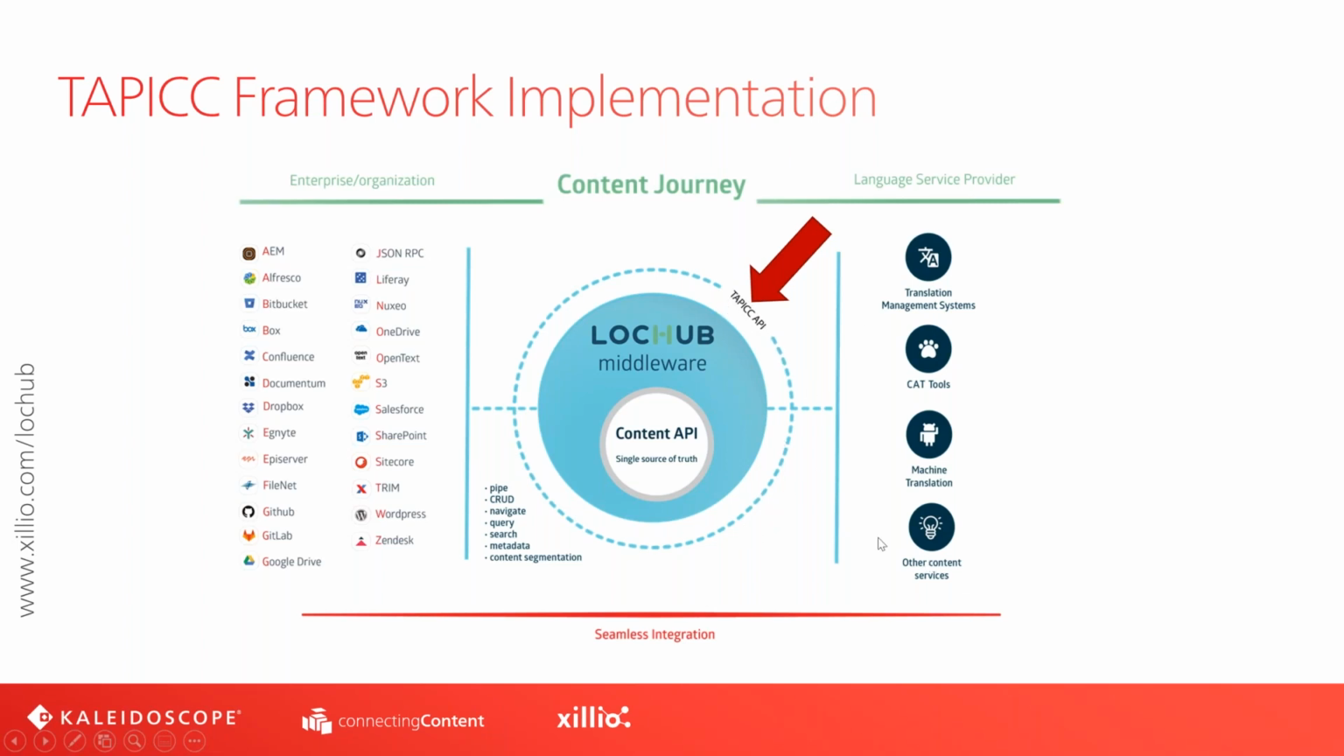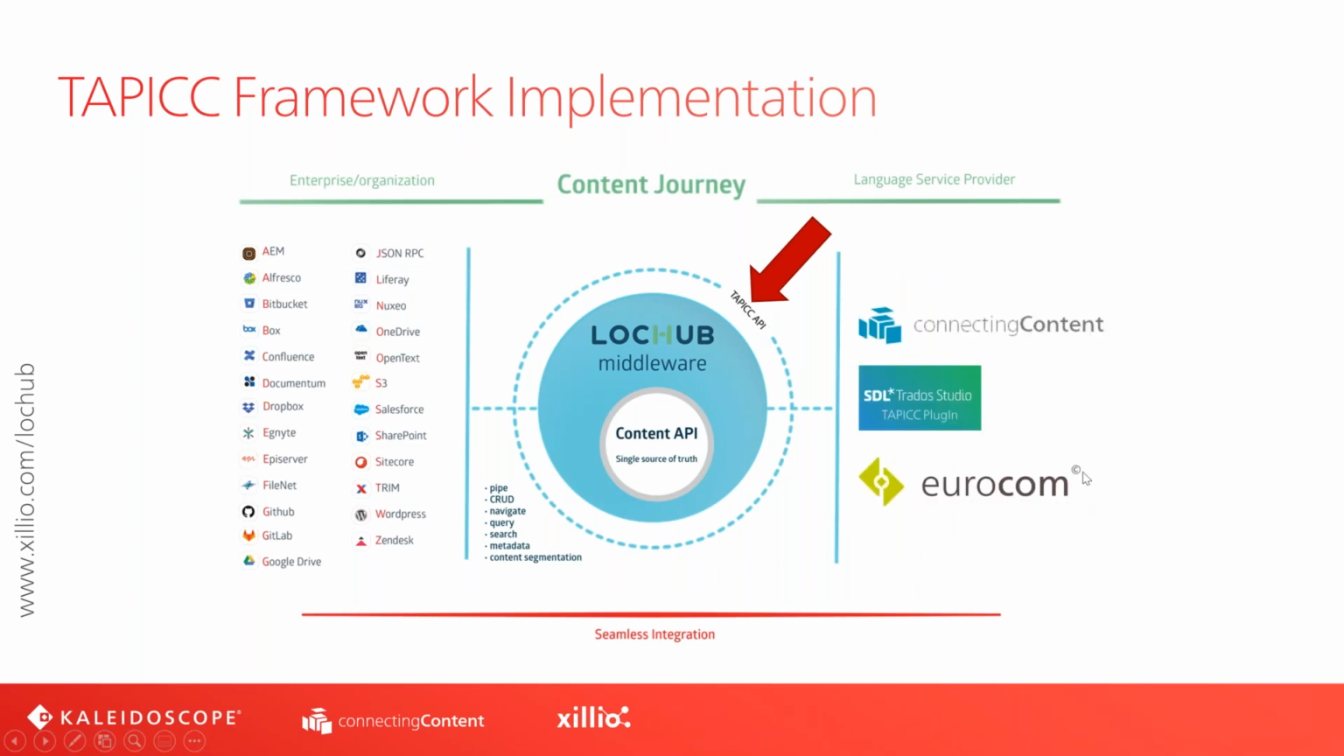So any service provider, any tool, and so on, that supports Topic can log into Xilio and then automatically pull content from all these source systems. For example, with connecting content, we connect to that. You saw that in the demo. We have our plugin which connects to that. And for example, our language services division, Eurocom, simply connects to that Topic API and then automatically supports everybody who runs any of these systems.